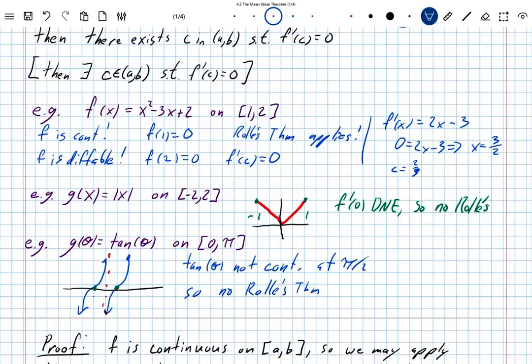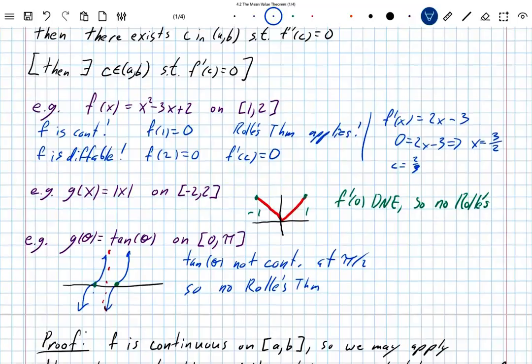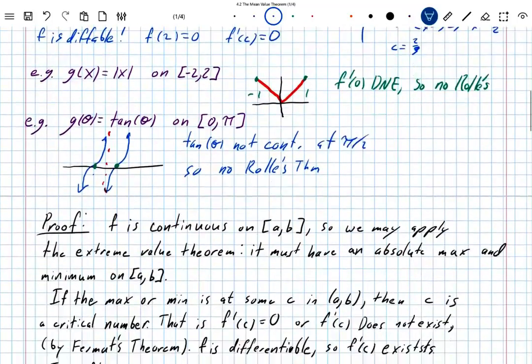Okay, so there's 3 examples, one where it works, and we can actually find that c, and then 2 where it doesn't, one because it's not continuous, and one because it's not differentiable. But why does it work?